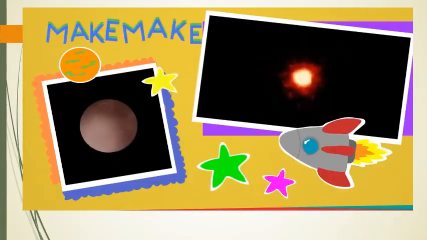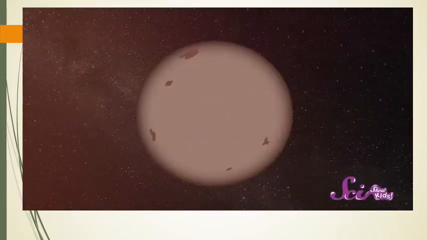Moving on to Makemake. Because this dwarf planet was discovered around Easter time, astronomers once nicknamed it Easter Bunny. Like the other dwarf planets we've seen, Makemake is also super cold. It's very bright too, because there's lots of shiny ice on it, and thanks to some of the chemicals on its surface, it actually looks kind of pink. Look how pretty it is.